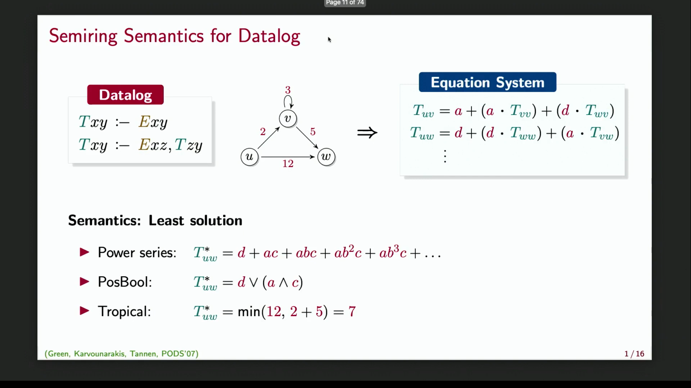We could also do a bit different things. Instead of abstract tokens, we can annotate the edges by cost values, and then the same equation system gives us the minimal cost of a path from U to W. The only requirement is that all these semirings are omega continuous, which basically just makes sure that these least solutions always exist. Now let's move from this to stratified datalog.